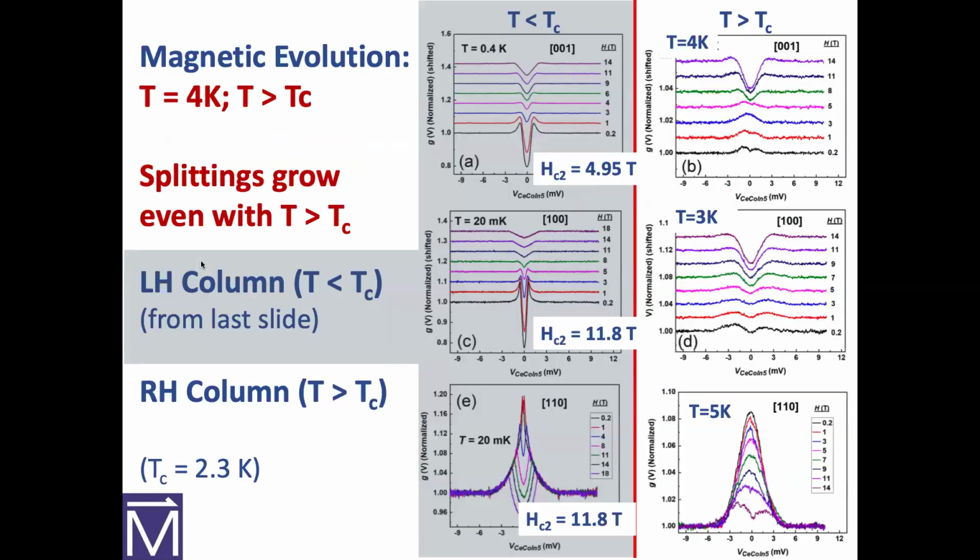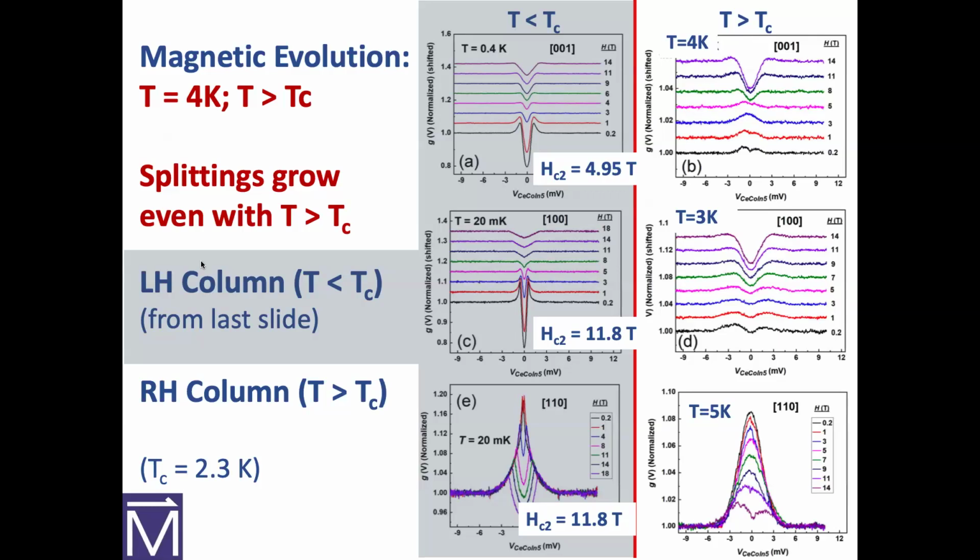Okay, now this is another key thing. Everything that is grayed out there, you've already seen. This is the field dependence at low temperature, well below TC, where we see the superconducting gap go into this linear region, this linear splitting region. What we have on the right here that's not grayed out is T above TC, not too high, Goldilocks, right?